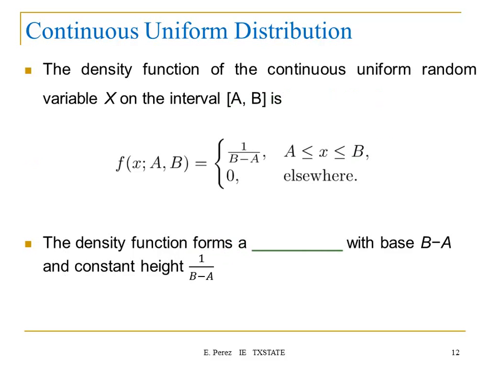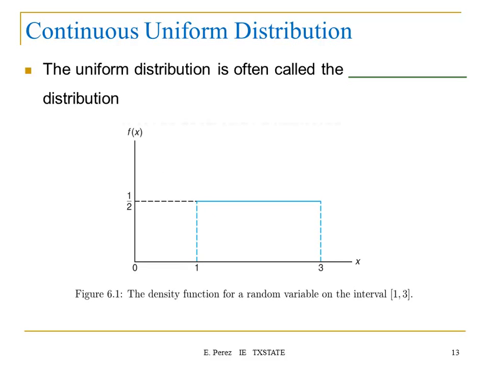So, the density function of the continuous uniform random variable on the interval AB is given by this expression. Basically, you're looking at 1 over the difference, or the range of the interval, so B minus A. And that's the value within this interval and 0 elsewhere. The density function forms a rectangle with base B minus A and a constant height of 1 over B minus A. Okay, so you're going to have a rectangle like this one. So the uniform distribution is often called a rectangular distribution.